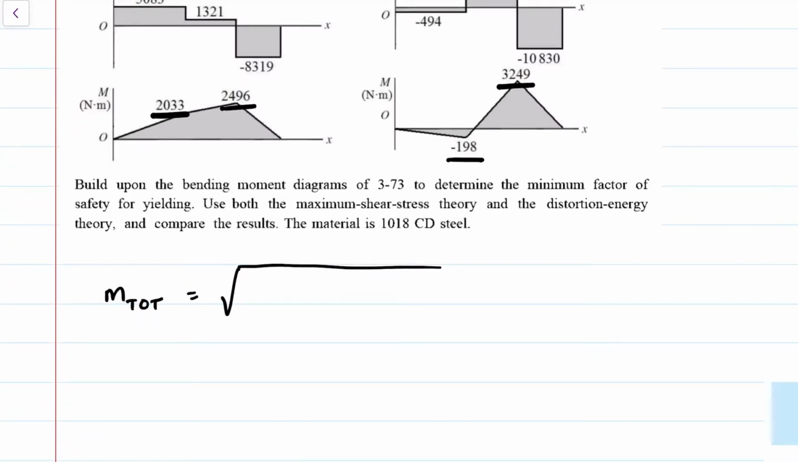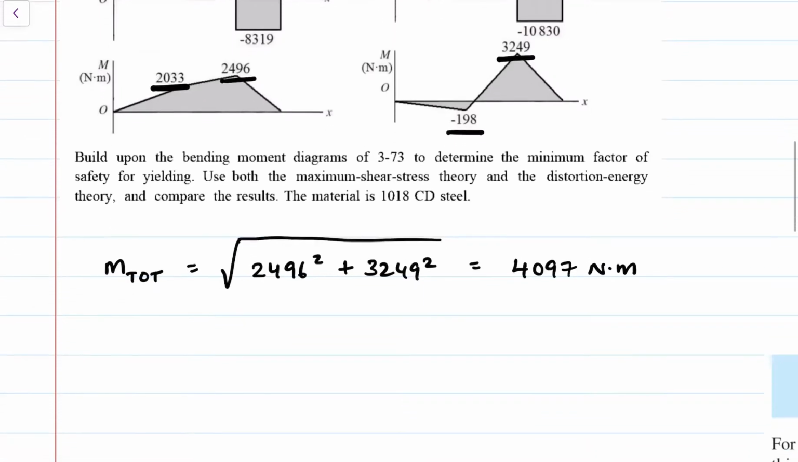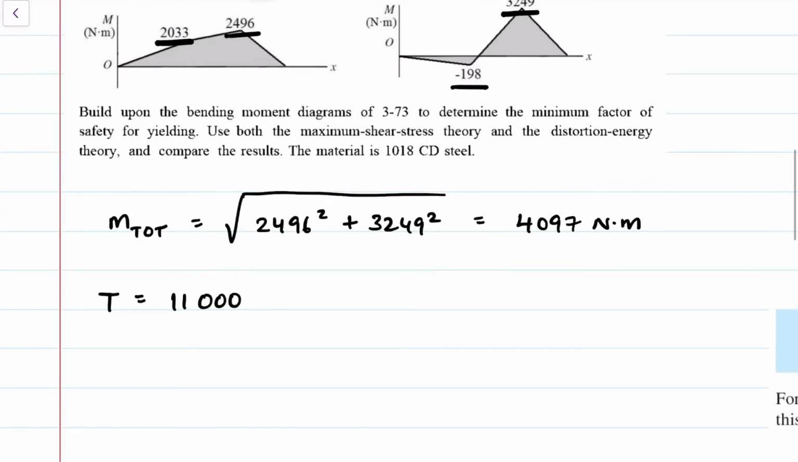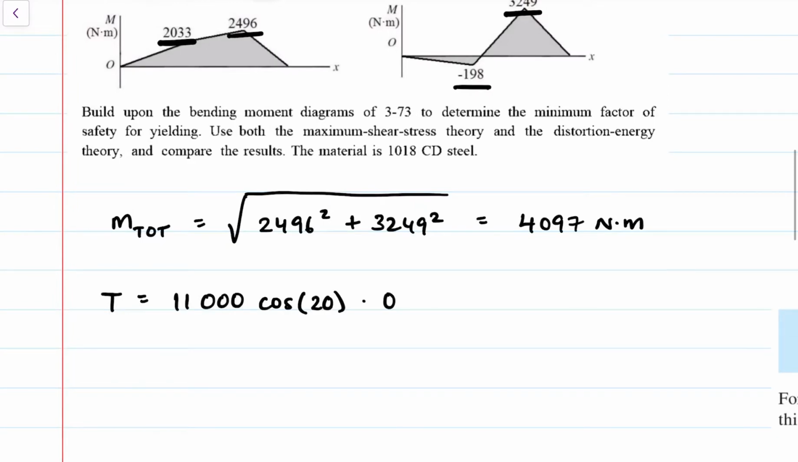So we have 2496 squared plus 3249 squared, and that gives us a total bending moment of 4097 Newton meters. Similarly, the torque is going to be some component of, let's take the 11,000 Newton force and take the cosine component, 20 degrees, and multiply that by the radius, which gives us 3,101 Newton meters.